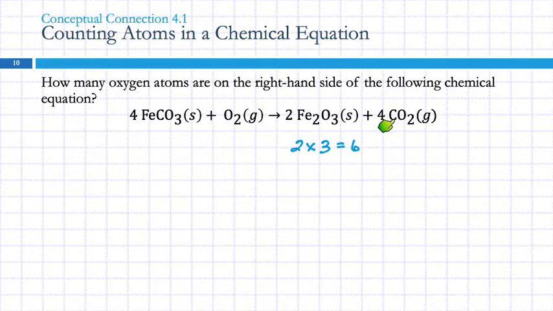And then over here, each molecule has how many oxygens? 2. And there are 8 molecules. So I have 4 times 2 is 8. And 6 plus 8 is 14.